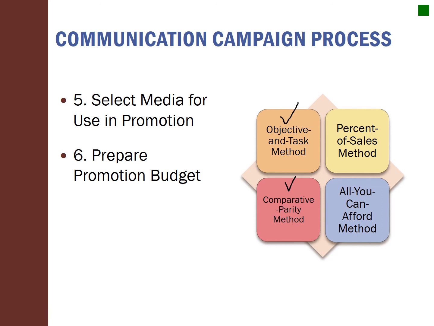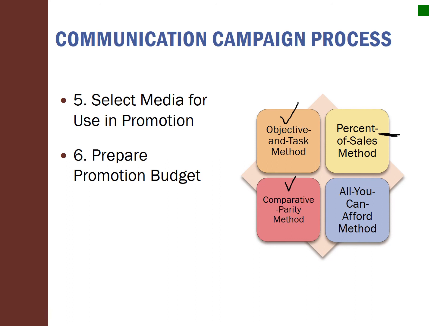So that's why objective task is really ideal. It's really what we want. Now, it's rarely used, but this is what we would want because it ensures that we'll have enough money to actually fulfill the goals of the campaign. Comparative parity is probably, in my opinion, the second best. A lot of people use percentage of sales.